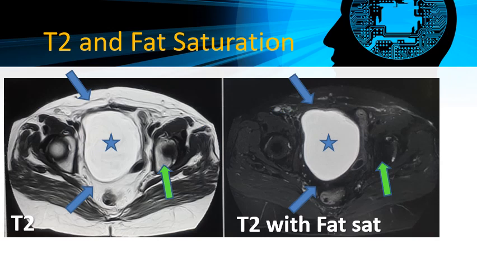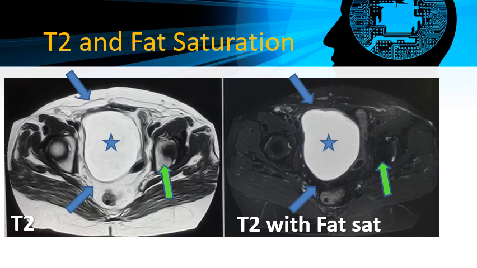Another example for T2 and the fat saturation technique. On the left hand image, this is a T2. Why T2? Because this is an MRI of the pelvis at the region of the urinary bladder, and the urinary bladder contains urine which exhibits high signal intensity on T2, so it is a T2 sequence. At the same time, the blue arrows refer to the subcutaneous and pelvic fat, and the green arrow refers to the bone marrow signal intensity, which consists of fat. It's usually high signal on T1 and intermediate signal on T2.